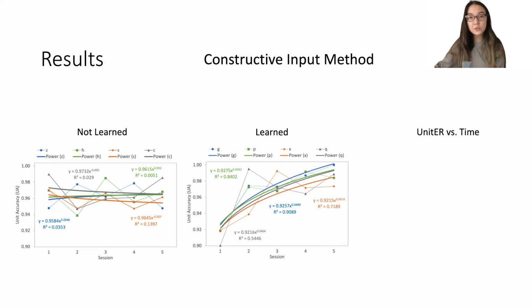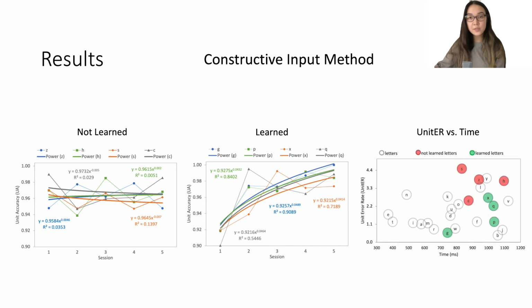Here, the top 4 not learned and learned letters for the constructive method are highlighted in red and green respectively. A correlation can be seen between unit error rate and the time spent to enter these letters, suggesting a higher cognitive and motor effort to enter them. Evidently, participants frequently made errors entering the letters that require similar actions or repeated actions, such as multiple dots or dashes.